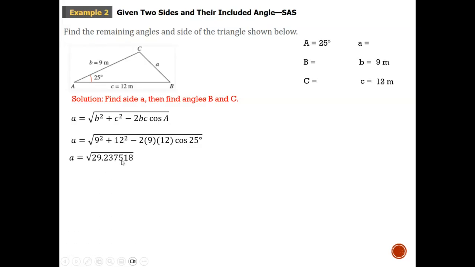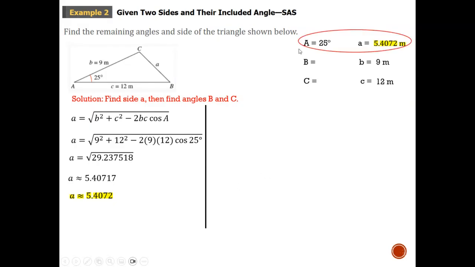I get the square root of 29.237518. Once I take the square root of that, I should get 5.40717. I'm going to leave this rounded to 4 decimal places for a. Always double check how they want you to round, but it doesn't hurt in the beginning, if we're going to use this value again, to take it out as many decimal places as possible so that you are more accurate with your answers. So 4 decimal places for this one, a is 5.4072.